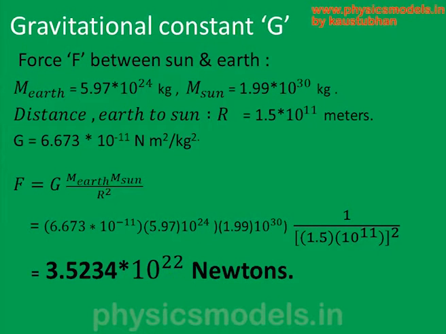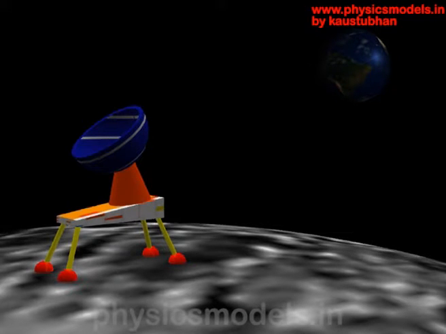Now let's use these values and calculate the real force between the sun and the earth. You can substitute the values shown there into that equation, and you will get the value of the force as 3.52 into 10 to the power 22 newtons. The value of G, 6.673 into 10 to the power minus 11, is constant throughout the universe. It applies between the moon and the earth, between the earth and the sun, and so on.